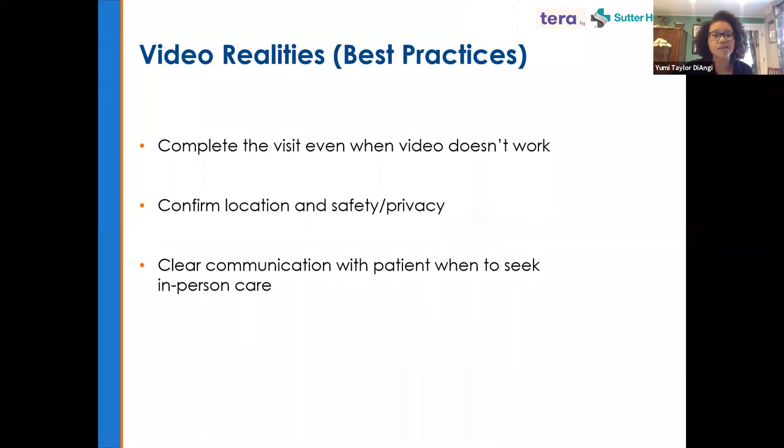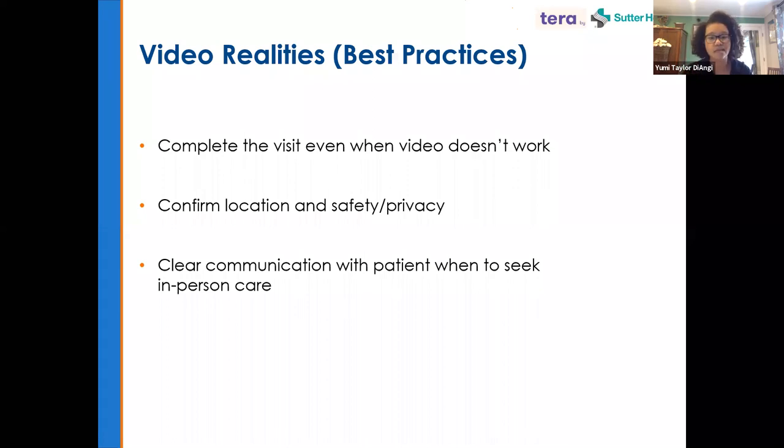And then a few video realities, things that we've found. I think it's really important when the video isn't working, and what we run into is a patient can't connect to the video and we've already spent 5 minutes into the visit troubleshooting, I'll jump to telephone. Same thing if video started and we can see each other, but then the screen freezes or the audio quality is poor. For time's sake, we'll just switch over to a telephone.